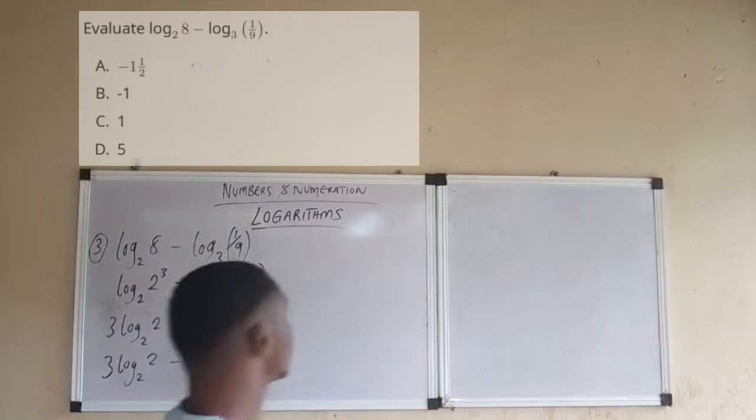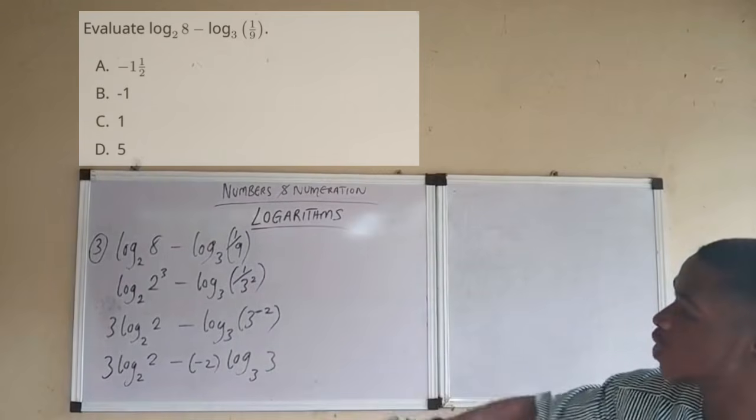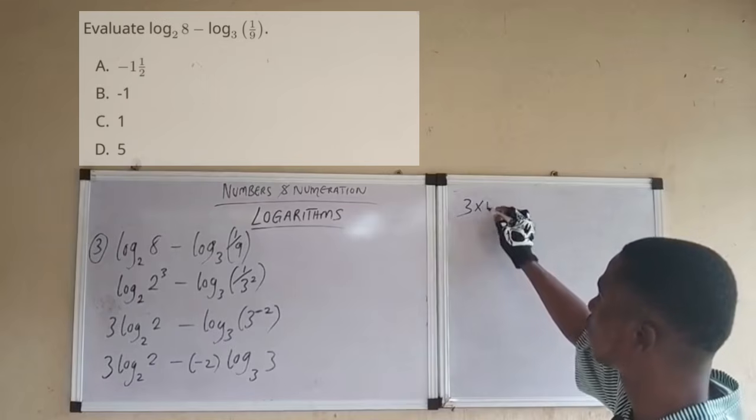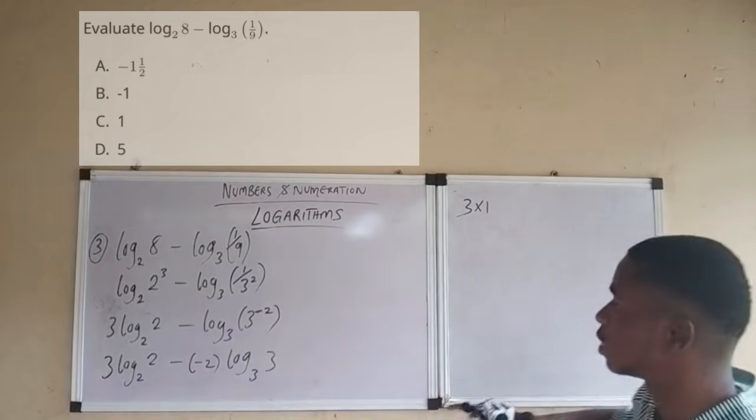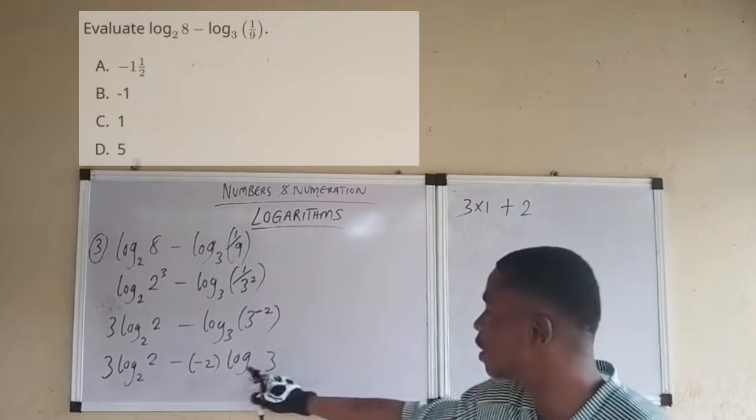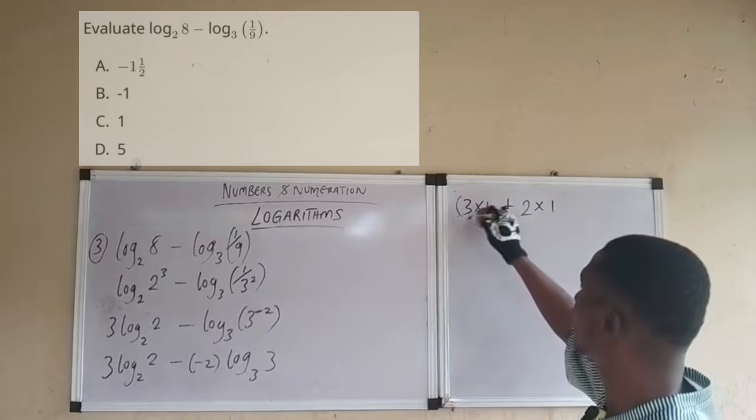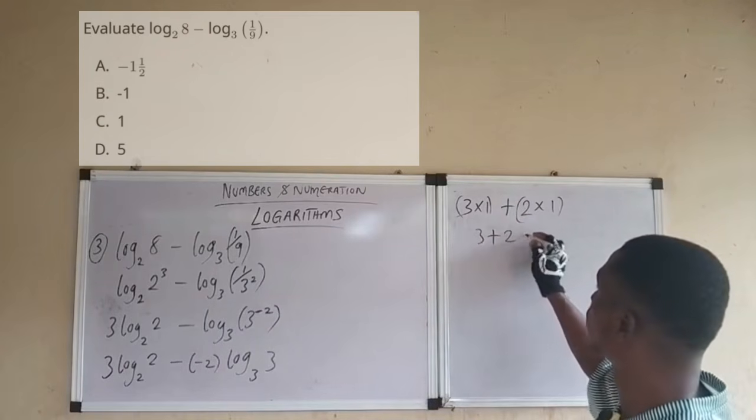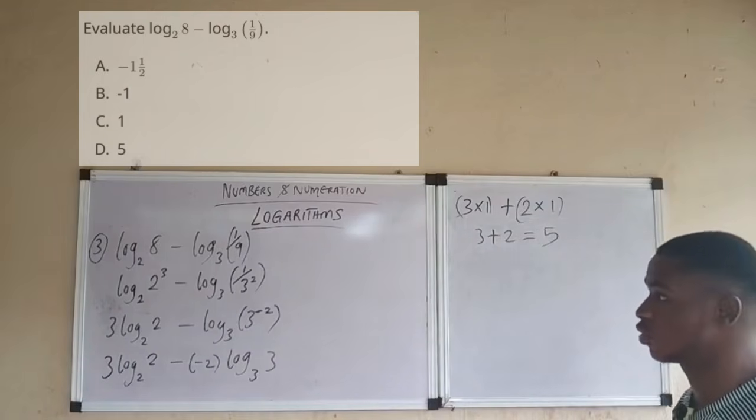Now let's move on to this aspect. We're having 3 log 2 base 2. Now log 2 base 2 is 1. So that means we're having 3 times 1, which is 3. Now we have minus times minus 2, that's plus 2. Now log 3 base 3 is going to give me 1 also. So that's 2 times 1. So what I'm having eventually is 3 times 1 plus 2 times 1, which is 3 plus 2. And that's going to give me 5. So that is how you simplify a question like this on logarithm.